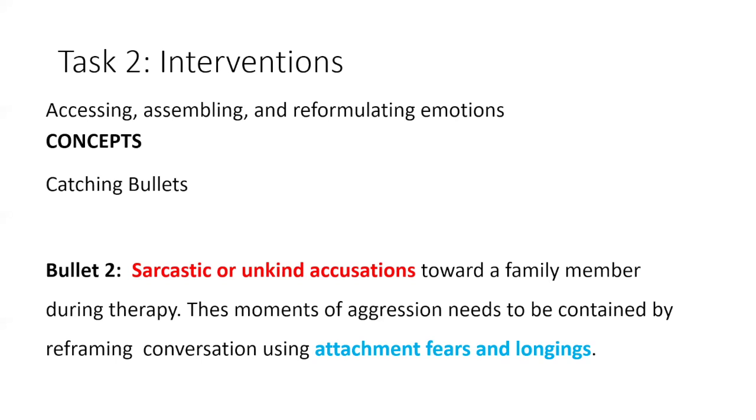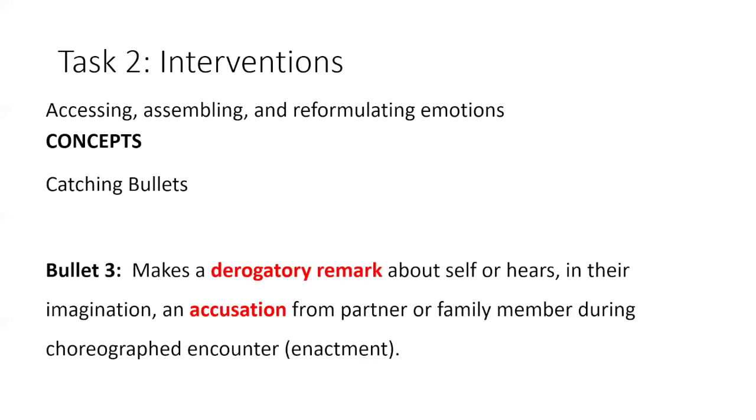But these bullets are very big, and a lot of times they involve quick interaction with the clients to stop this so that the clients on the other side don't get hurt. And then bullet number 3, when a client turns toward themselves and starts making derogatory remarks toward themselves, or they hear that accusation or derogatory remark from your client, from their partner, even though partners don't say that, right?